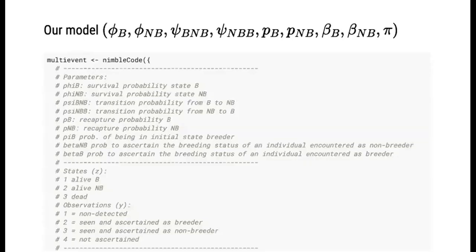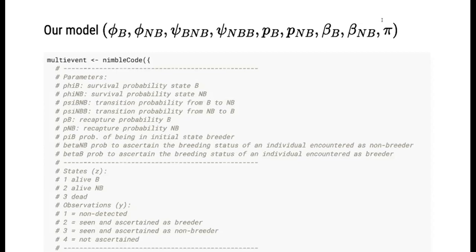Okay, what about coding that in Nimble? So the model gets a bit more complex. We have survival for both states, the transition probabilities between breeder and non-breeder and non-breeder and breeder, and the detection probability for both states. And we have our probability of correctly assigning breeder individuals and correctly assigning non-breeder individuals. And pi is the proportion of individuals newly detected in a state. By default, it's breeder individual, I think. Yeah, it's B.